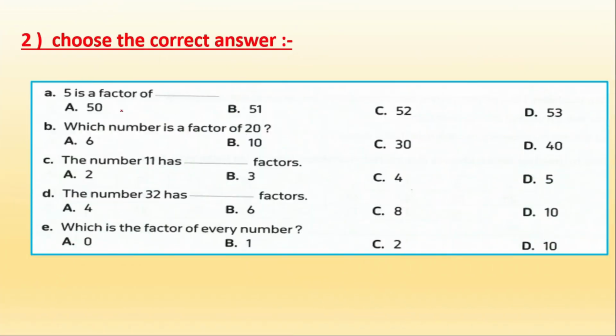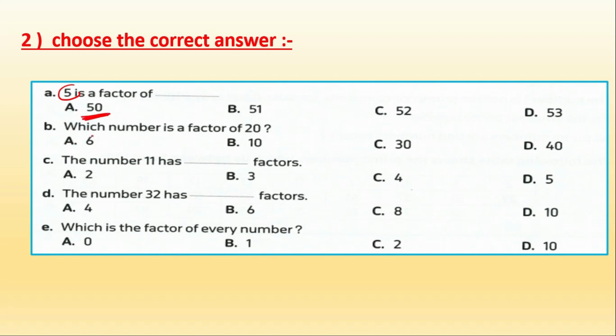Choose the correct answer. 5 is a factor of which number? Search for ones 0 or 5. Here we will look for a number whose ones digit is 0 or 5. Must be 50. 5 is a factor of 50.